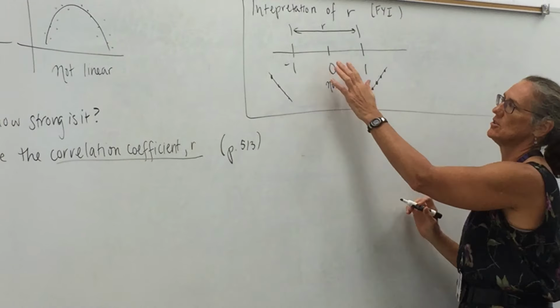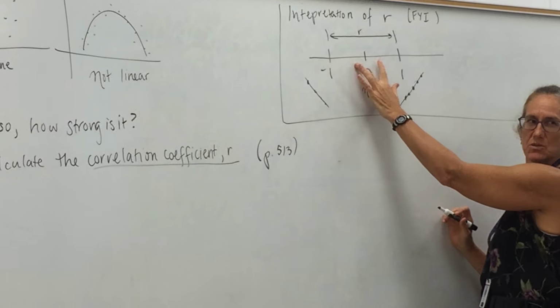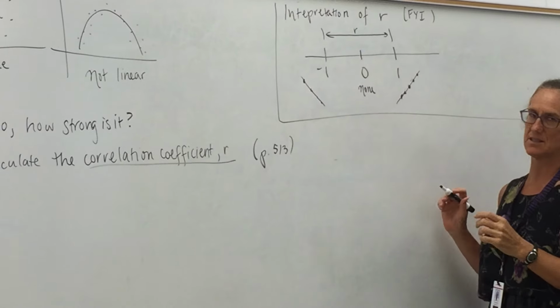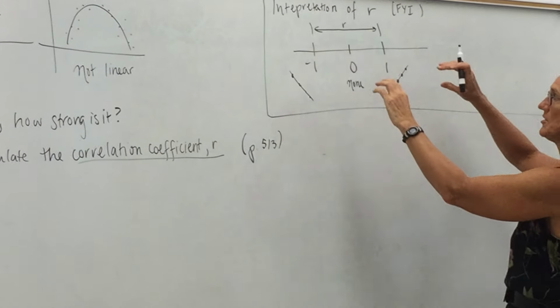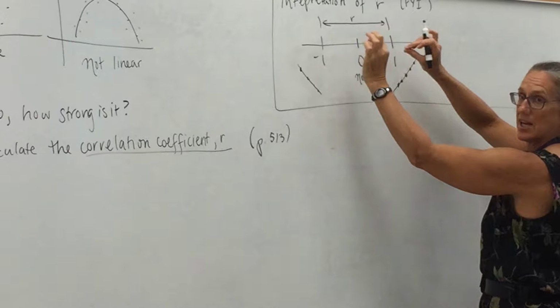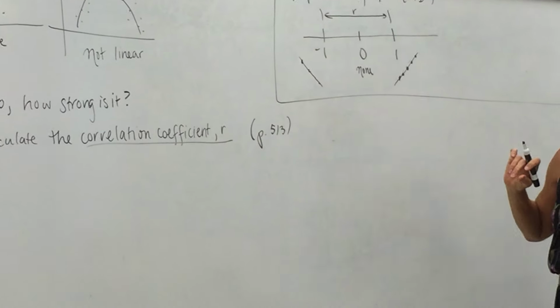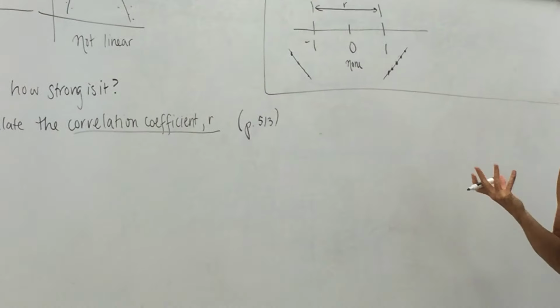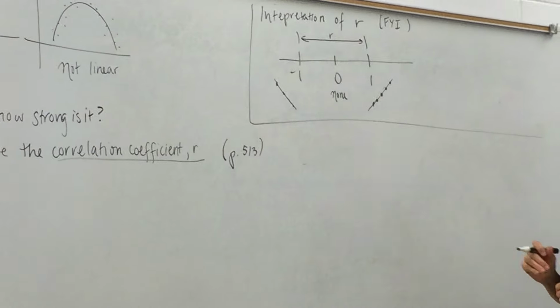So if you have a correlation coefficient of like 0.1 something, 0.2 something, that's not really a linear correlation. Whereas if it's positive or negative 0.7 or positive or negative 0.8, 0.9, then you do have a linear correlation.